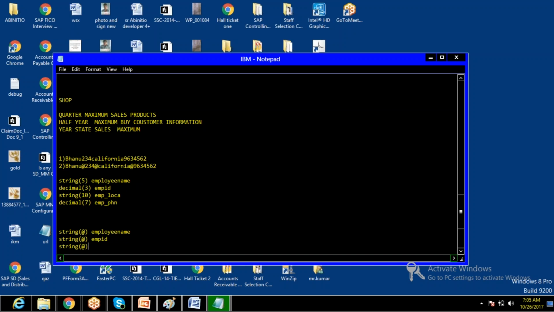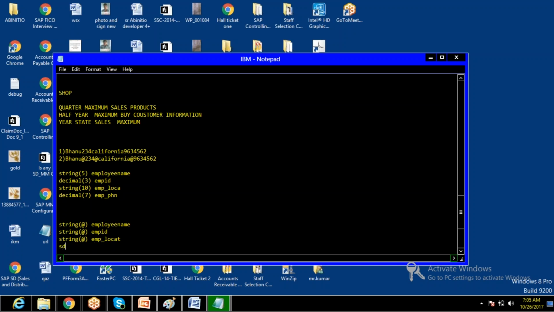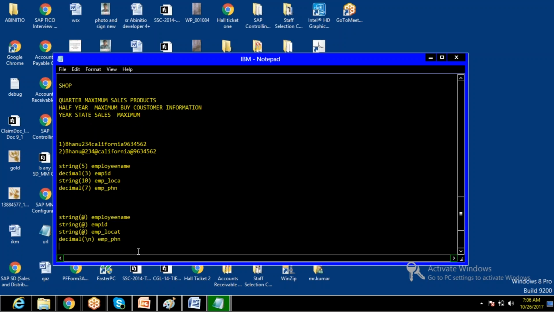Have you got what I'm saying? EMP location, and so on, and after that it is the end of file. EMP underscore home number. This is how we read the first type of file. This is how we read the second type of file, because it is delimited with the at the rate symbol, so we can segregate the data based upon this symbol.